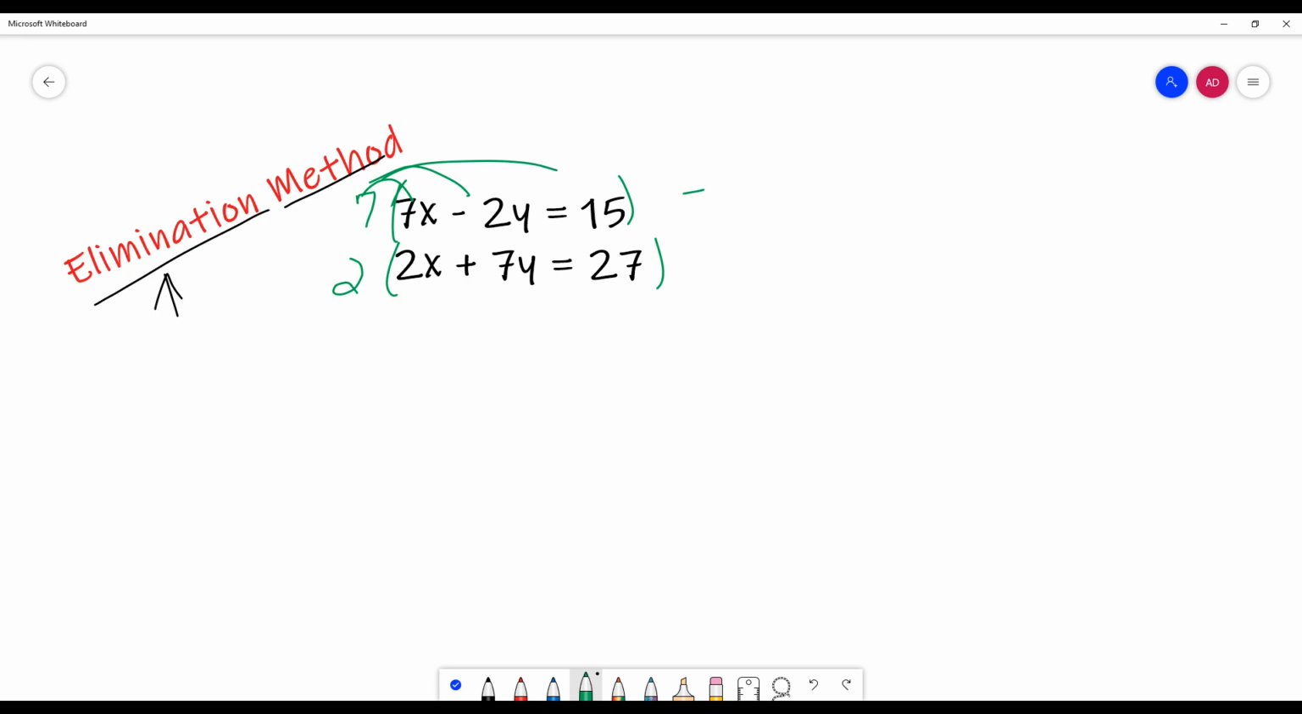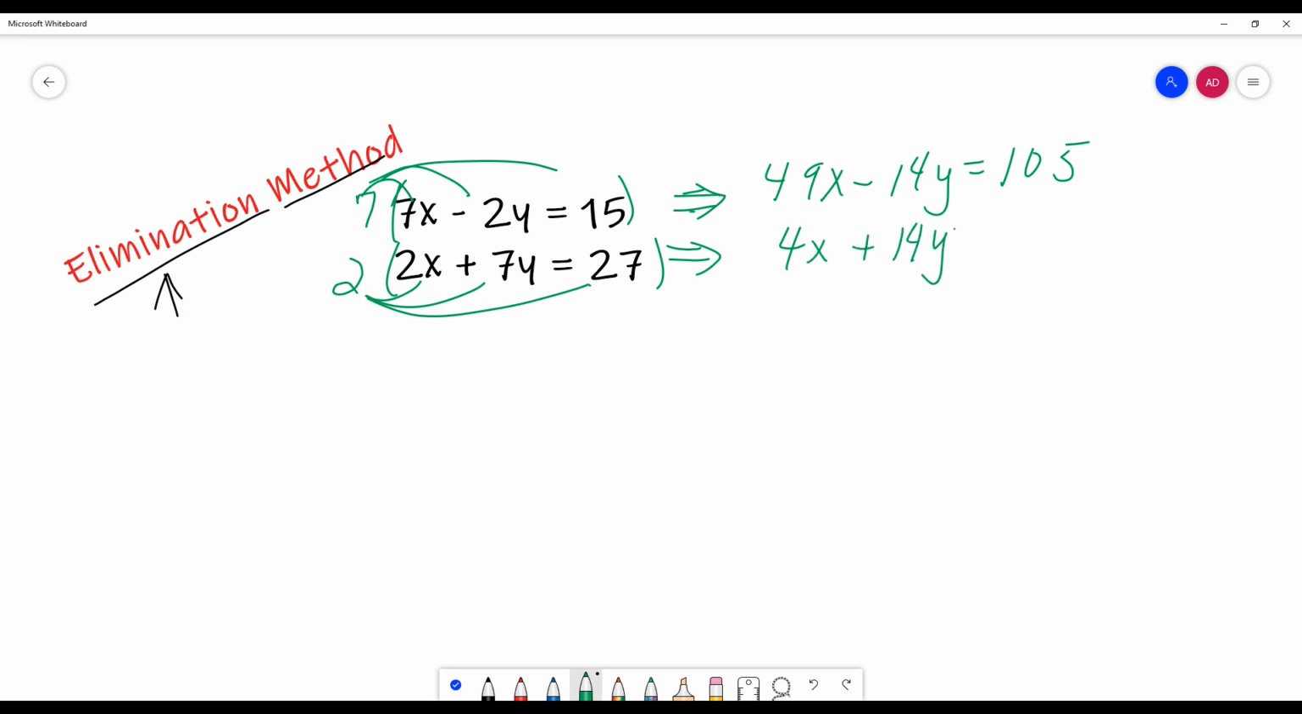So anyway, that's going to give me a 49x minus 14y, and that's equal to 105. Ooh, look at all that math. Now kick the 2 in, right? And what I sometimes do to make sure I know I've done something to the equation is I do that double arrow. I know it looks fancy, but you know what? Sometimes you just got to be fancy.